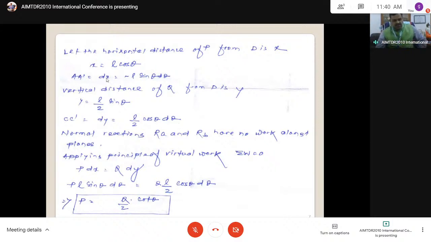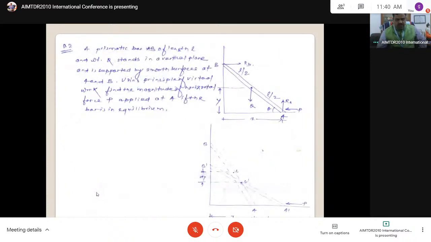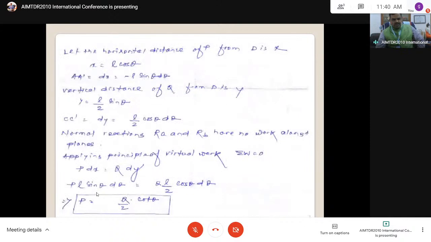Now substitute force into displacement, P into this and Q into this. If we equate, that is x, P into dx is equal to Q into dy. One is clockwise, another is counterclockwise. Here substitute this: L sin theta d theta for dx and L by 2 cos theta d theta for dy.